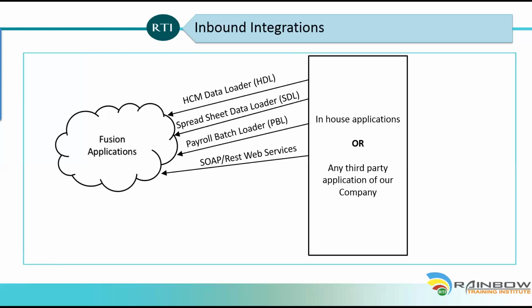So HCM data loader is the replacement of file-based loader. They made inbound integrations much easier by bringing HCM data loader into the picture, because file-based loader has some complications. While building the file-based loader, we need to bring some data from Fusion called GUID, Global Unique Identifier, to generate the data, which is a little more complex. So Oracle simplified it and brought HCM data loader from release 10 onwards, which is much easier for sending any data into the Fusion applications. Hope that answers your question.